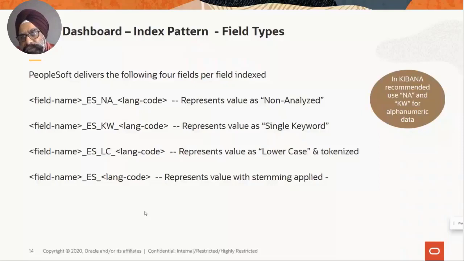And what I'm referring to in these fields, these are primarily on the alphanumeric data set. For date fields, it's a little different, and I showed you in the front. Either it'll be showing you the ES or the KW. So usually for your set of alphanumeric fields, you will be using non-analyzed or single keyword fields. The other ones are primarily used for Elasticsearch.